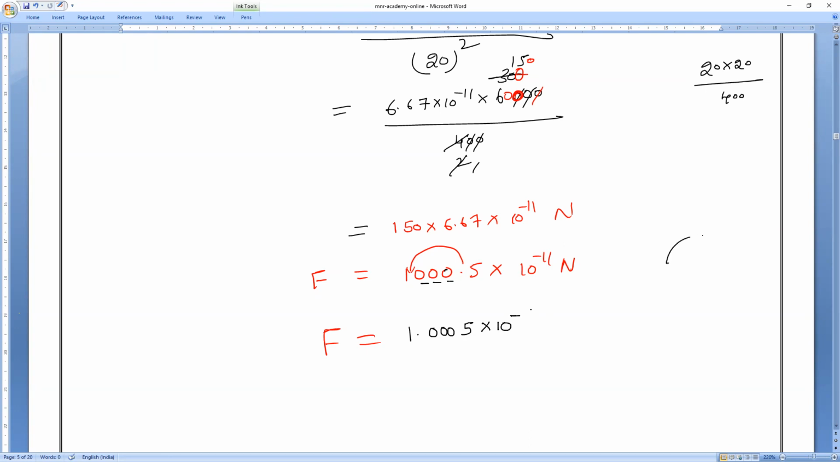It is not moving right side, it is moving left side. So the decimal is moving. Suppose, see 1000, can I write it as 10 power 3? Yes. So 1000 means 10 power 3. Do you understand? So 10 power 3 into 10 power minus 11 equals 10 power minus 8. So minus 8 newtons. That is the answer.